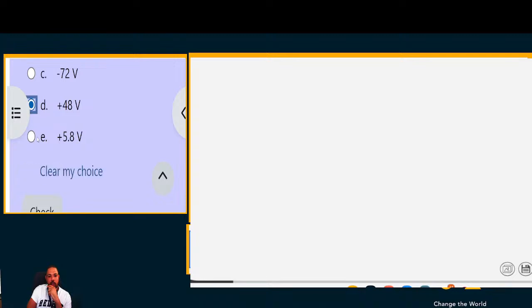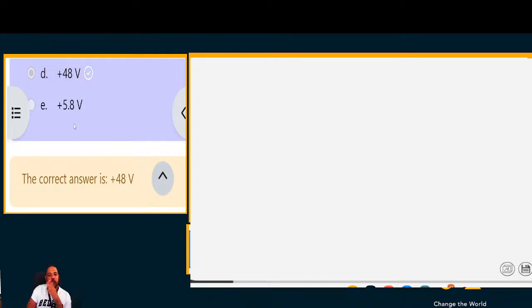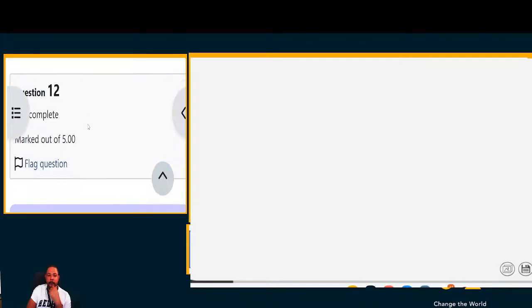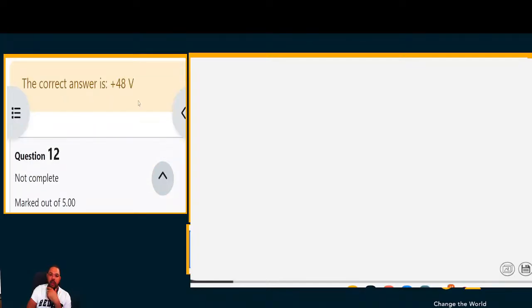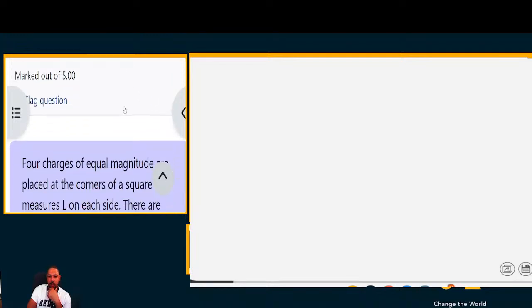And let's just check 48. Check. Yes, there is a green tick next to 48. Positive note. Some of these answers could have been negative, because potential, as you see with the negative 60, can be positive or negative. And there it is. The correct answer is positive 48 volts.